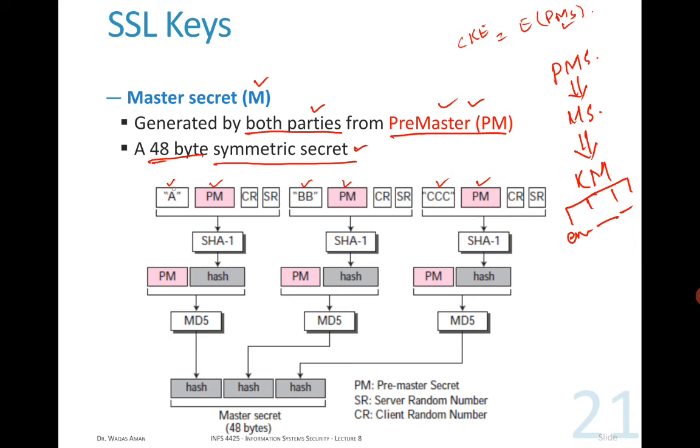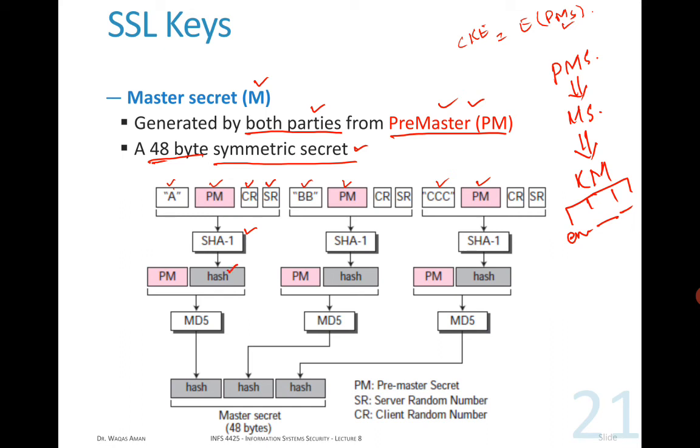First, they take the A character, then the pre-master secret, then the client random number which is there in the client hello message, and the server random number which is there in the server hello message, and they create a hash of it, a digest of it, using the Secure Hash Algorithm 1, SHA-1. So we will get some hash. This is hash 1.